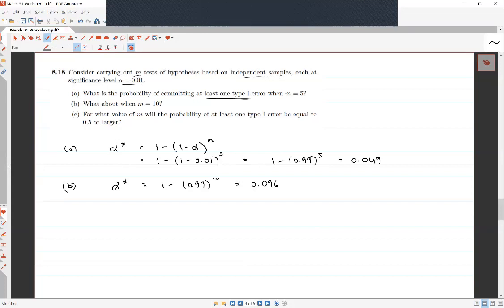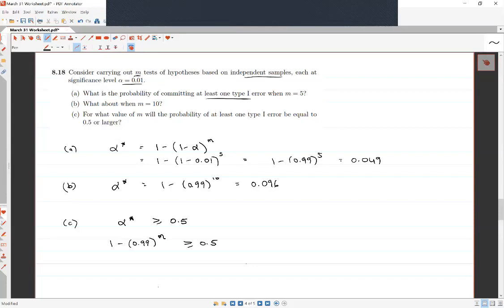So how quickly does this escalate? Part C here asks us to determine for what value of m this probability will be 0.5 or larger. So we want to know when alpha star is going to be at least 0.5. Well, we know in this case we're doing our individual tests at the 1% level.